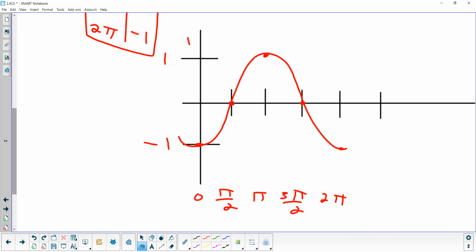Okay, any questions on that one? Right, so that pretty much covers amplitude change.